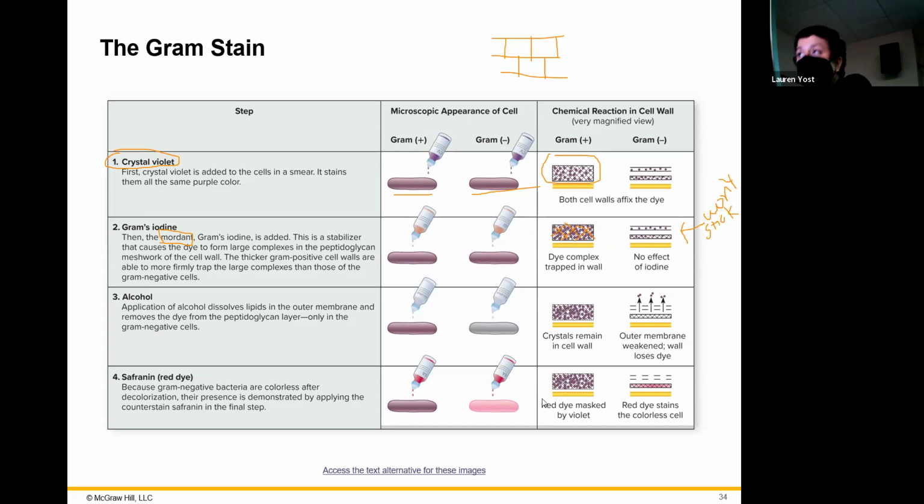Okay, so gram-negative won't stick, but we still haven't rinsed out the excess yet. It's still just chilling, okay? So they're still purple. Next, we're going to add the alcohol. Alcohol is a decolorizer. So alcohol is our decolorizer, and that's going to remove any crystal violet that didn't stick.